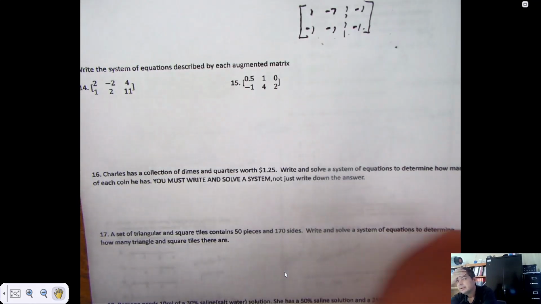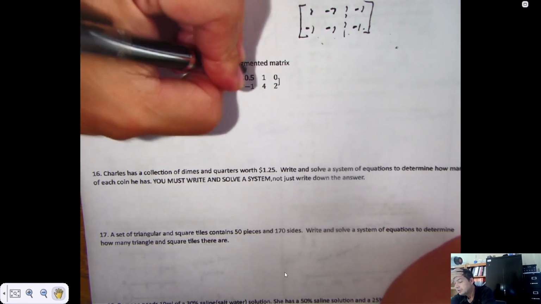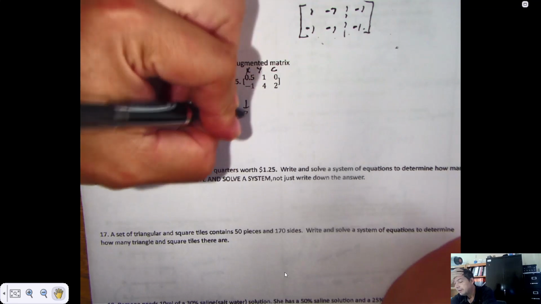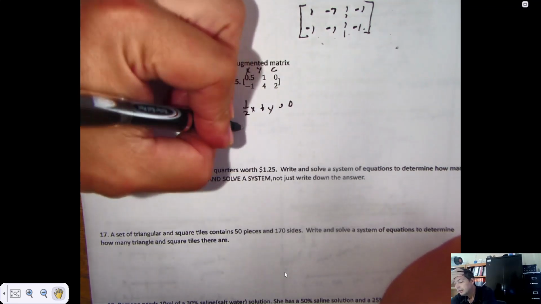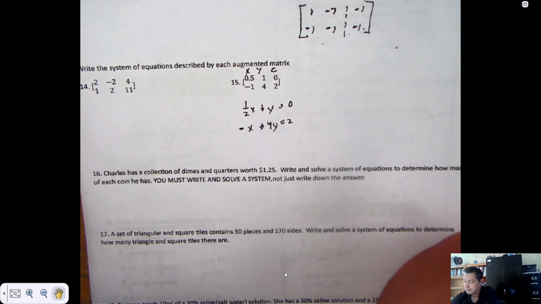15, you're supposed to write the equations. We'll just call this x, y, and then the constants. We'd have a half x plus y is 0. A negative x plus 4y is 2. That's how hard that is.